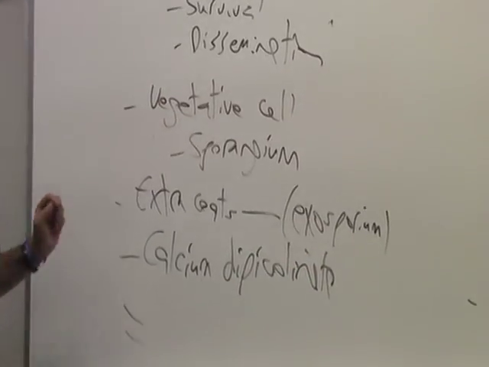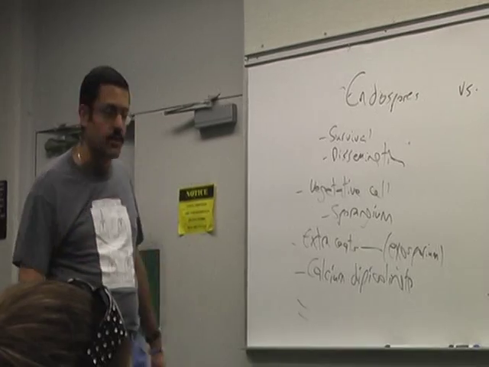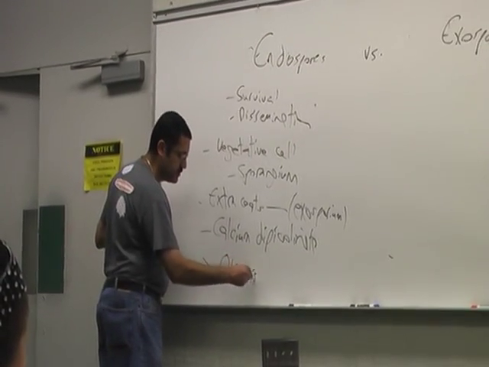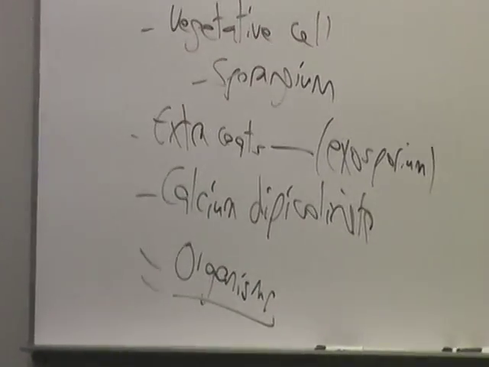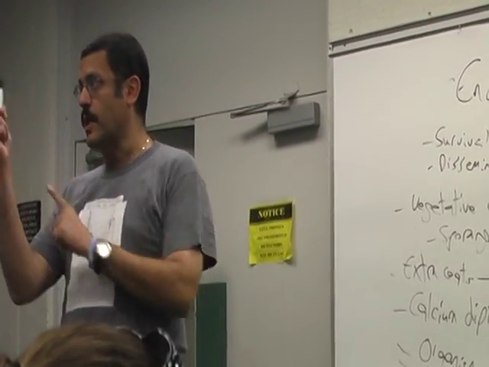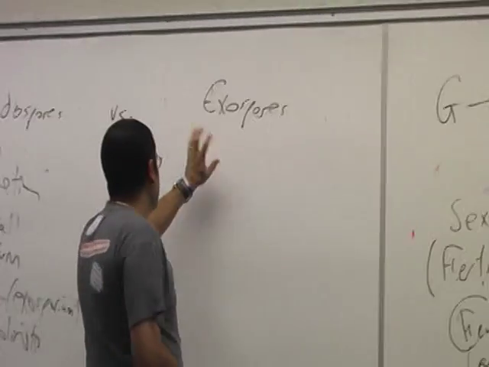And you have to know the organisms. Bacillus, Clostridium, right? Thermoactinomyces. So know the organisms, please. Endospores are reproductive, true or false? False. False, right? Because one gives you one. That's not reproduction.